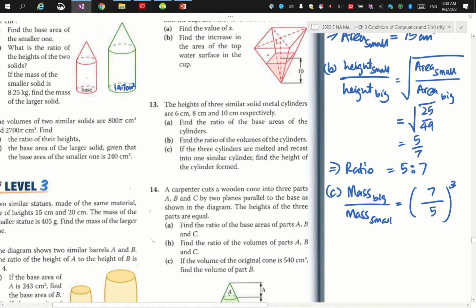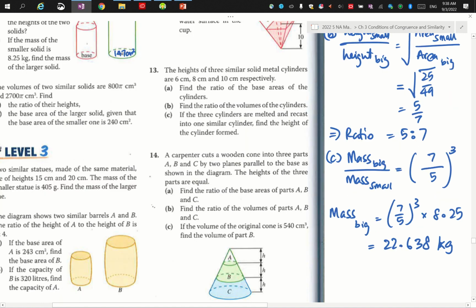Substituting the value for the small mass, 8.25. So mass large, big, large, same. So 7 over 5 cube times 8.25. 22.638. Exact value, yeah? 638. And you verified with the answer at the back. Okay. So this is the big one.